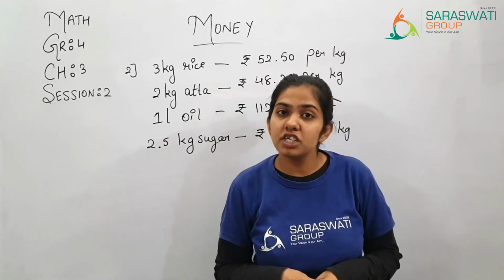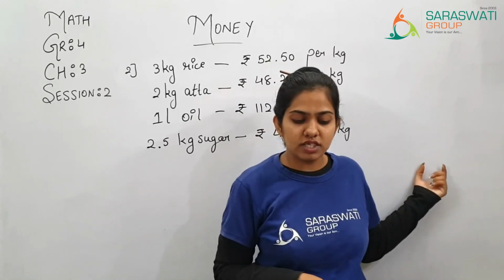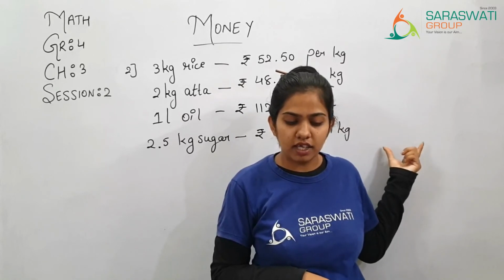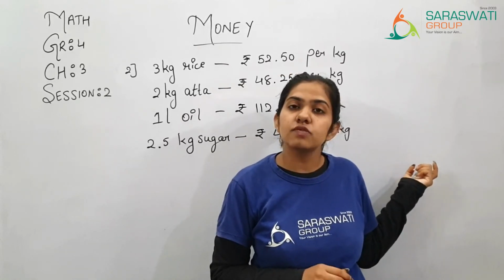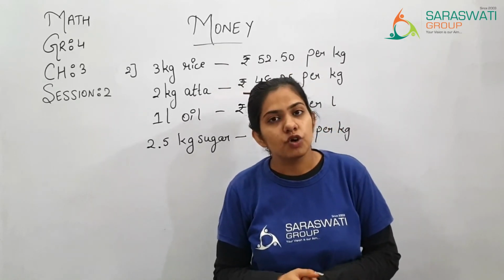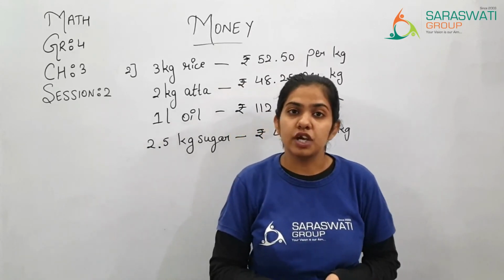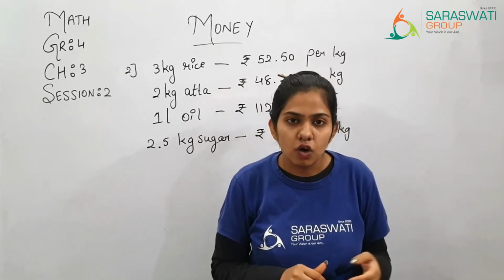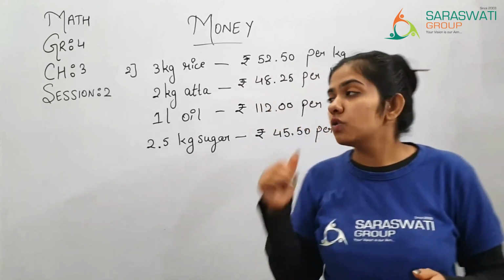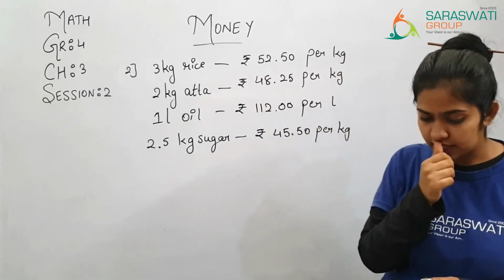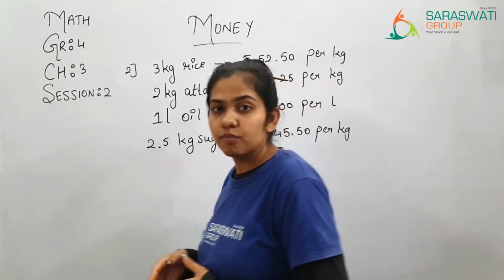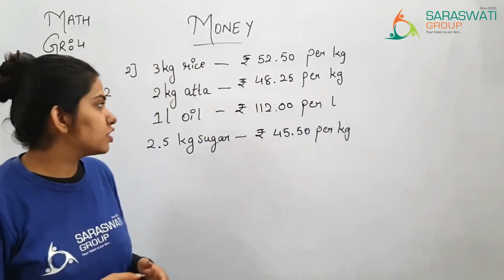So what we need to do? We need to divide 1050 divided by how many students? 42. Okay, and then you are supposed to do the division. Okay, so in this way you are supposed to solve the sums related to this part. Okay, I hope that you are getting it clear.